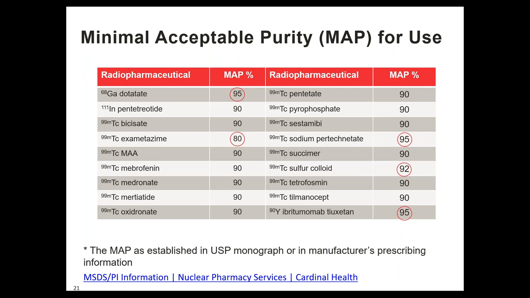And again, this can be looked up in their package insert or the USP monograph. The link in blue at the bottom of the slide is the Cardinal Health Library of all package inserts from all manufacturers of all radiopharmaceuticals. So you can look these up if you need to.